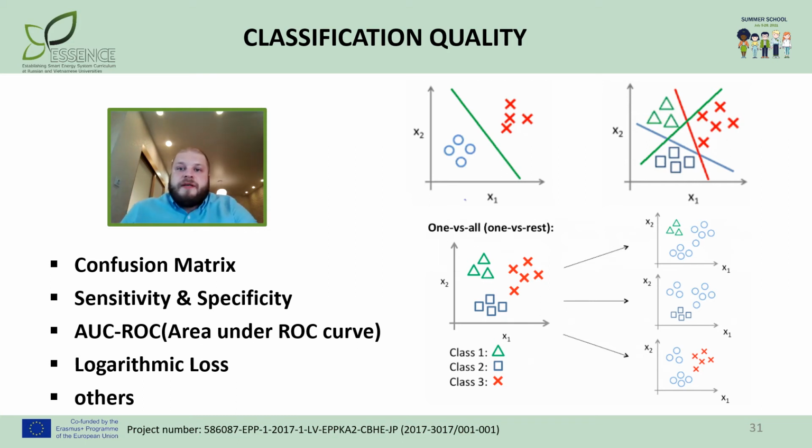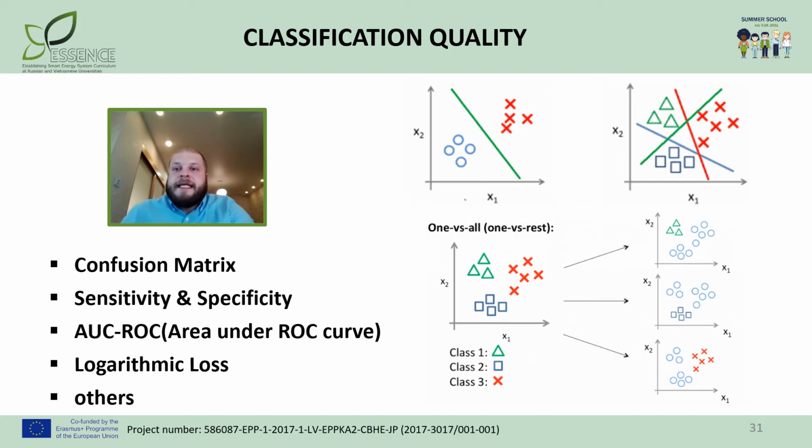Confusion matrix. Actually, confusion matrix is not a metric, but it's very important to know. One of the key concepts in classification performance is the confusion matrix, which is a tabular visualization of the model predictions versus the ground truth labels.